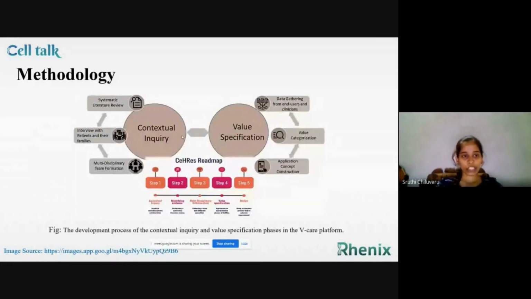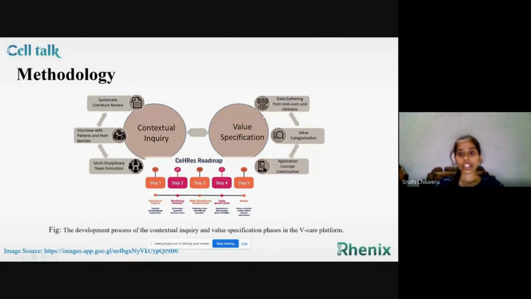Next, we come to methodology. These are the contextual inquiry and value specification, the first two steps. In contextual inquiry, there are the stakeholders and the researchers. They did a literature review and an interview with 13 cancer patients and their families. Based on the results from the patients and the families, a multidisciplinary team was formed. The team helped to design a user-friendly, user-perspective app, which is followed by the value specification phase.